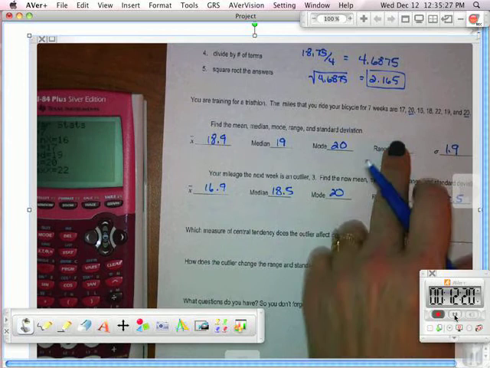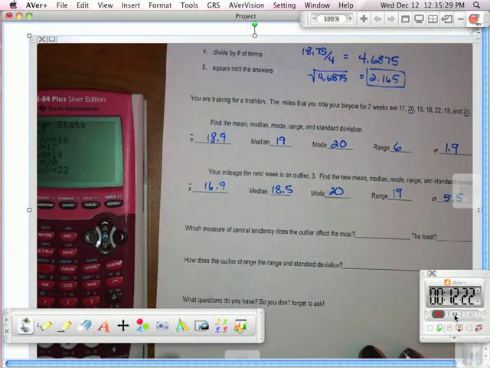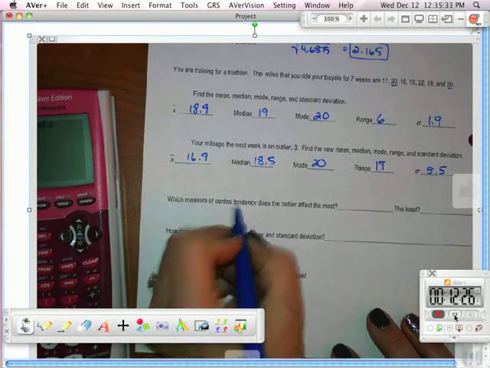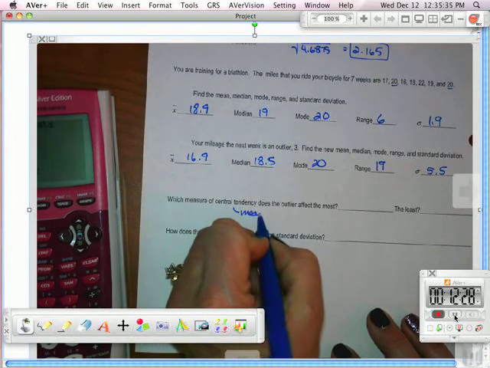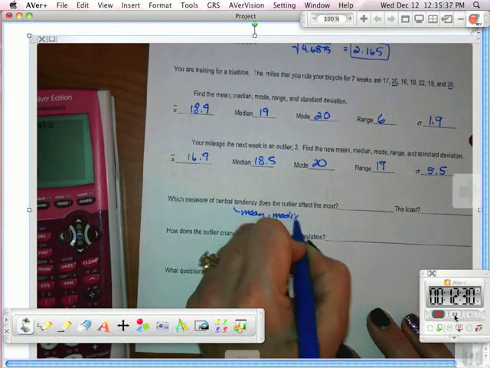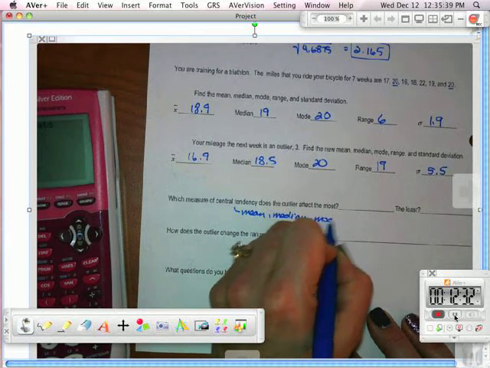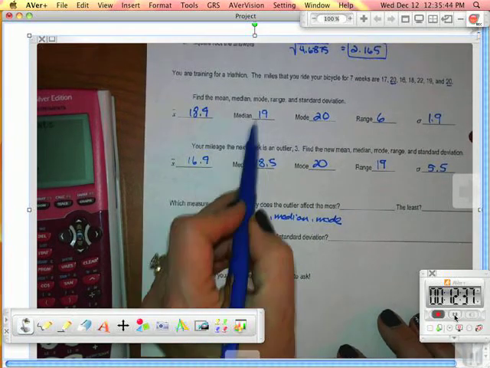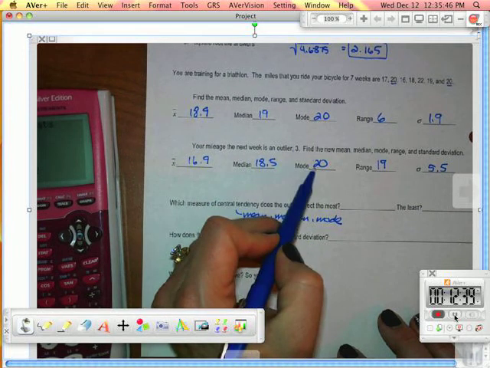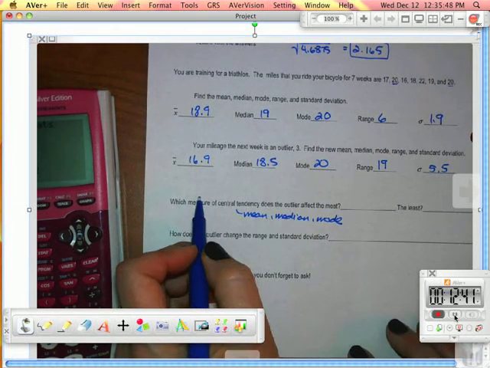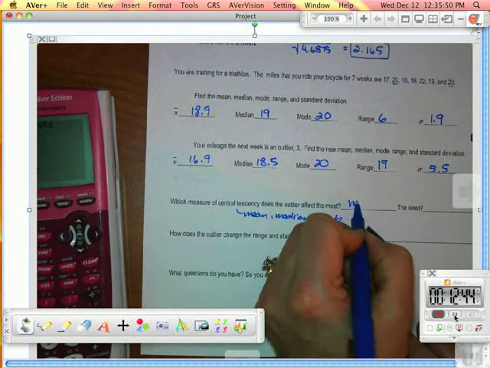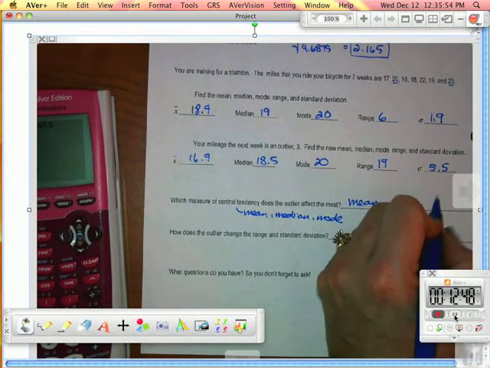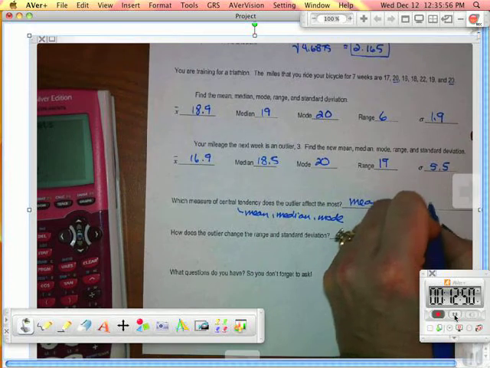Okay? Which measures of central tendency does the outlier affect the most? Remember, central tendency is mean, median, and mode. Okay? So it affects the average the most because the median isn't affected too much and the mode wasn't affected at all. So it does affect the average the most, which sort of makes sense if you think about it. And then which one does it affect the least? Well, it doesn't change the mode at all. It doesn't change that is the number that appears the most.